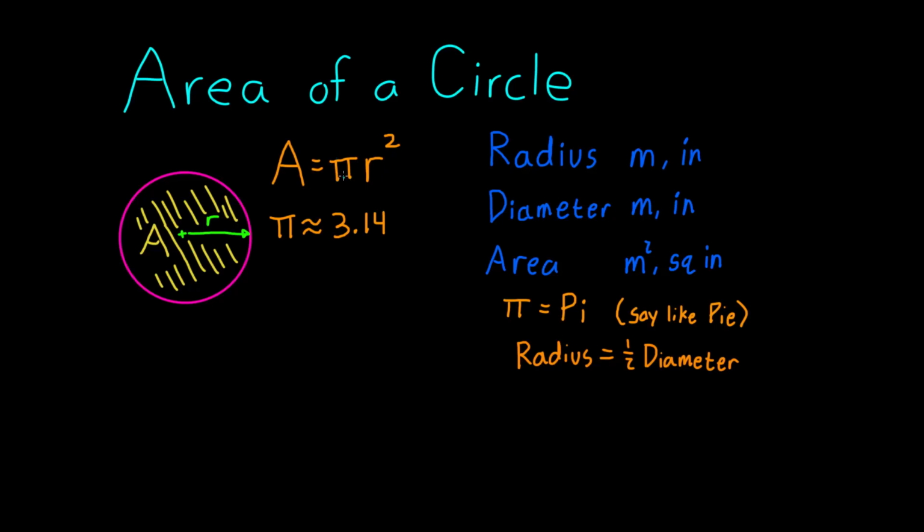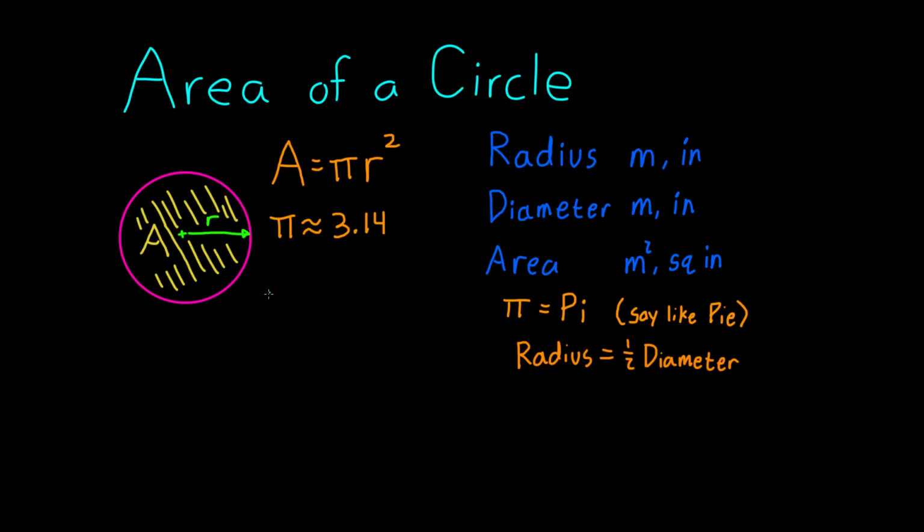Pi is a special number, and it's approximately 3.14. You say it like pie, you spell it p-i, and this is how you actually draw it here. It almost looks like a side view of a table or something. And then r is for the radius, and you are squaring that radius. So let's say the radius is 5. When you do r squared, 5 squared, it's like 5 times 5. You're going to end up with 25 here.